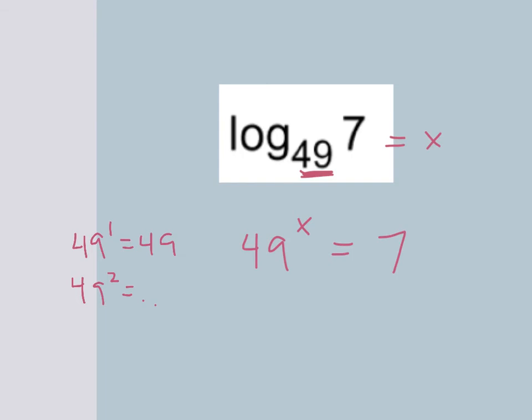So what we can do is try fractions as our exponent. So we could try 49 to the 1/2. And we know 49 to the 1/2 would be 7, because taking 49 to the 1/2 would just be like saying the square root of 49. And we know the square root of 49 is 7. So our x is going to be equal to 1/2. Any questions on this one?